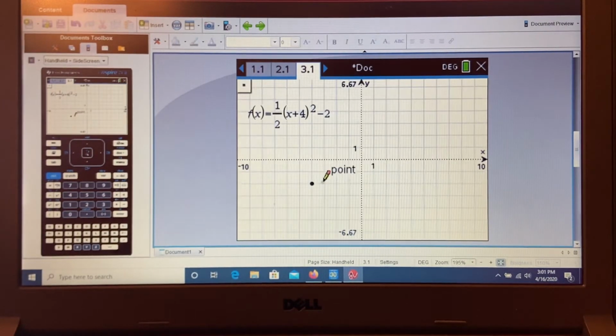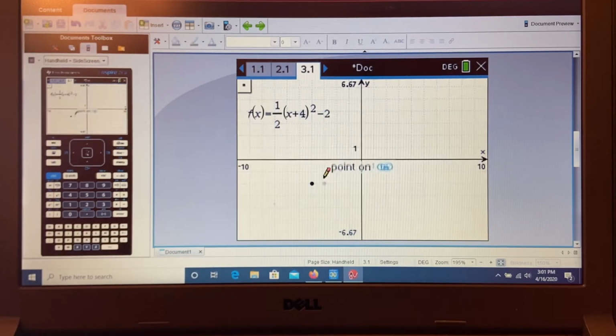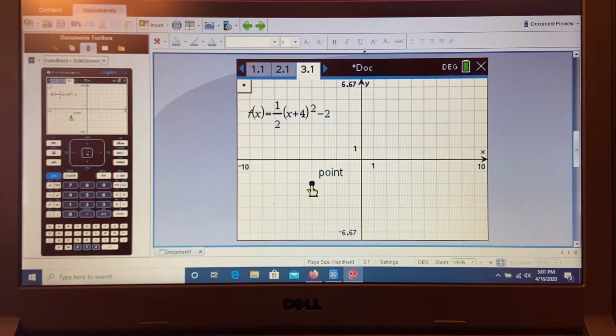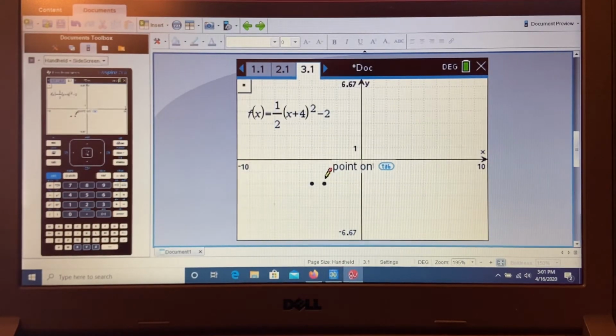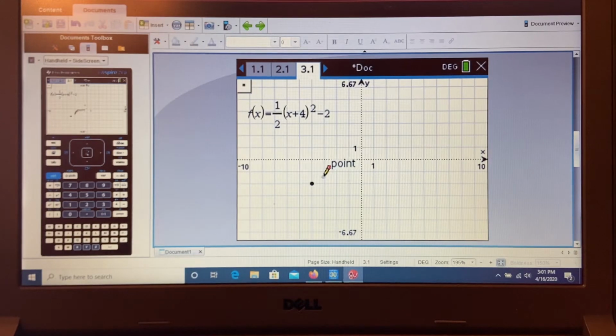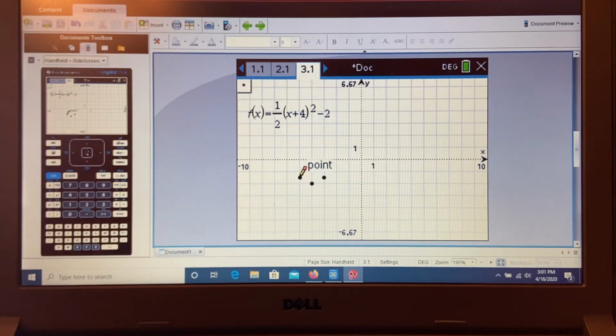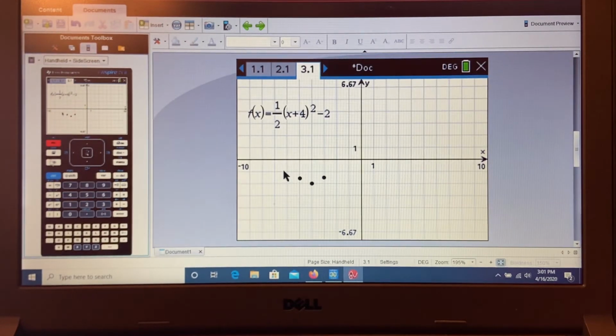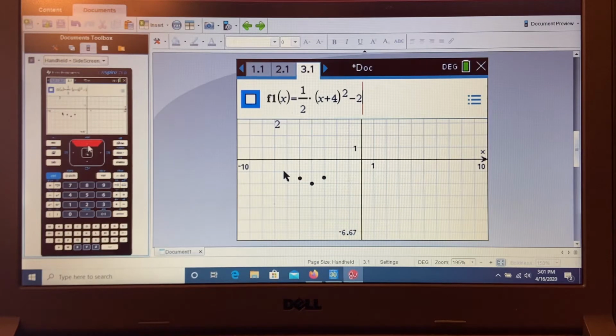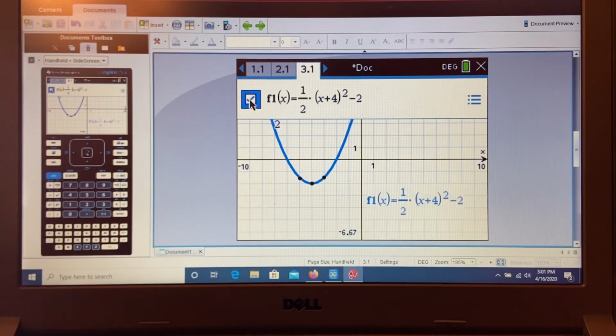So instead of going over 1, up 1, we have to multiply that y value by 1/2. So 1 times 1/2 is 1/2. So over 1 and up 1/2 of the way. Now we may not be exact here, we're just going to do our best. And the same thing on this side, over 1 and up 1/2. So then we'll check to see if our function goes through those points. And there it does.